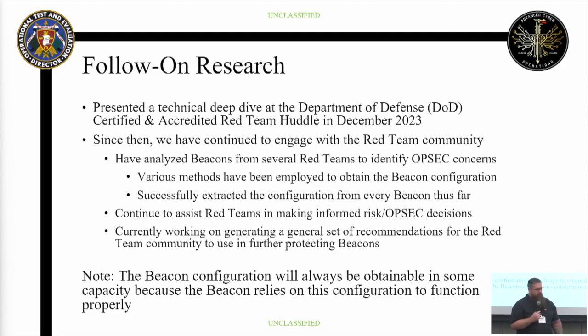So as we keep continuing this research and talking about it with people and collaborating with other teams, we want to continue helping red teams make informed risk decisions and OPSEC decisions. And we're working on a general set of recommendations that we can pass to the red teams to say, hey, here's how you can protect your beacons, or best practices for those OPSEC things. But at the end of the day, that information is going to be out there in some form or fashion. So you're never going to be able to not have it. It's just about accepting some amount of risk.